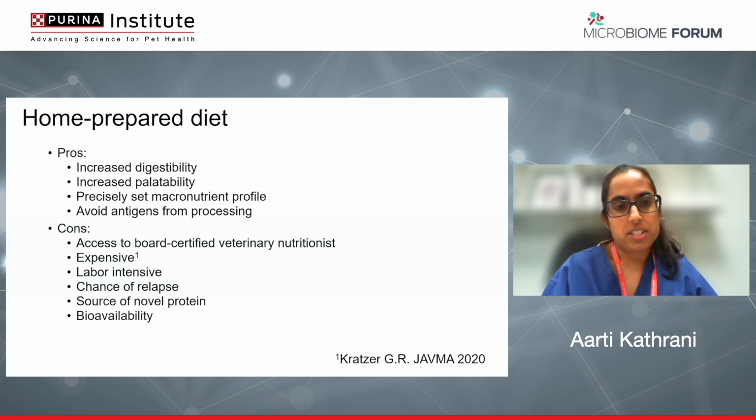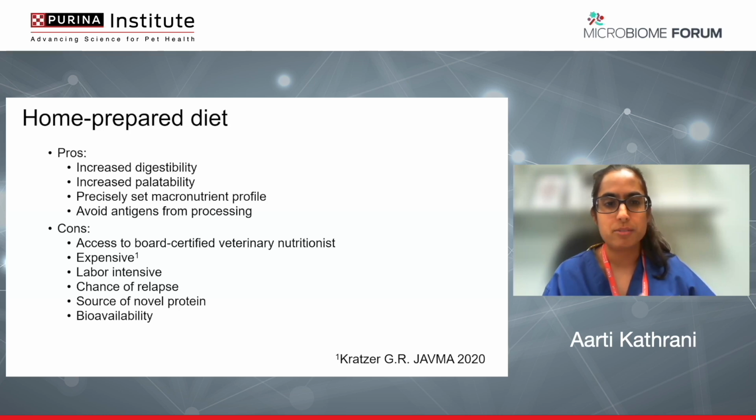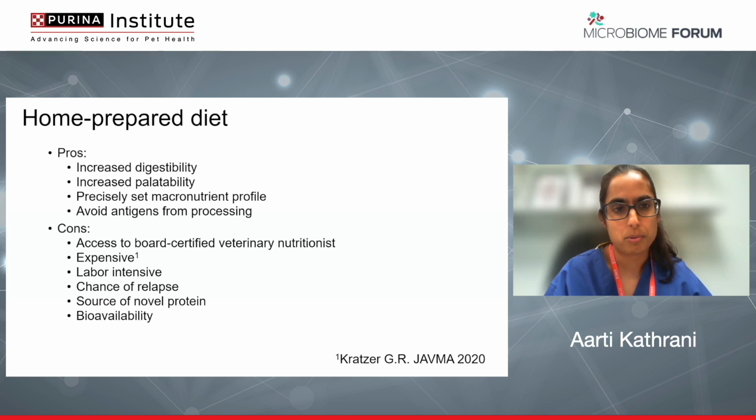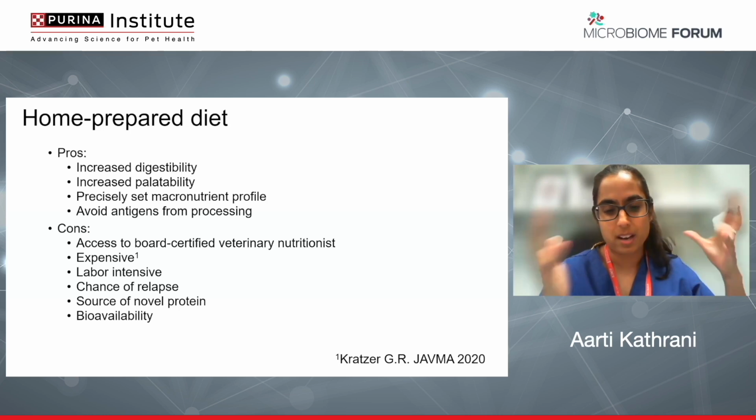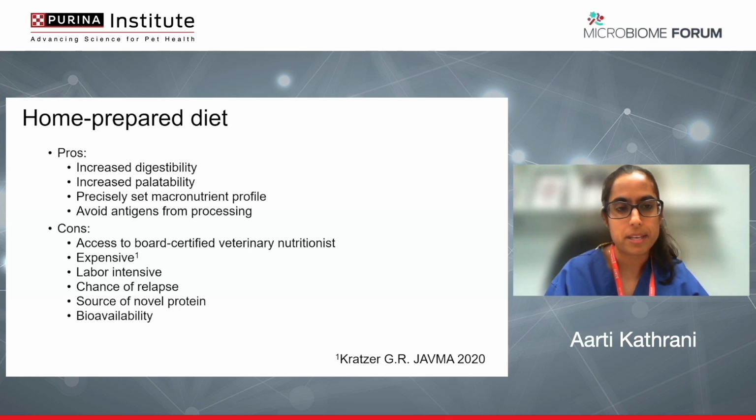The other advantage is it may avoid antigens from processing. If you have a case that you particularly think may be responding to antigens from processing, if it also has concurrent dermatological signs and you think it could be truly food allergic, and you want to try a diet without antigens that were unmasked or developed during processing, then you could try a home prepared diet to try and diagnose and treat those cases. I don't think that's common though. It's just something that theoretically could be present out there in that umbrella term of food responsive enteropathy.